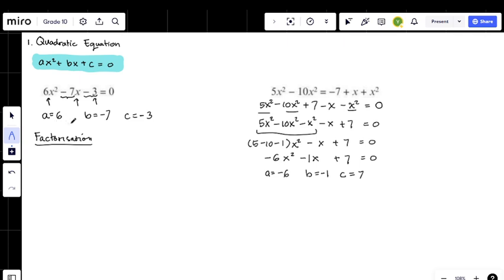Okay, since we already have a, b, c, the first method that I told you last time, multiply a with c, which is 6 times negative 3, so that we got negative 18. Okay. Second step, use the negative 18 as a reference to define two numbers, which are P and Q.